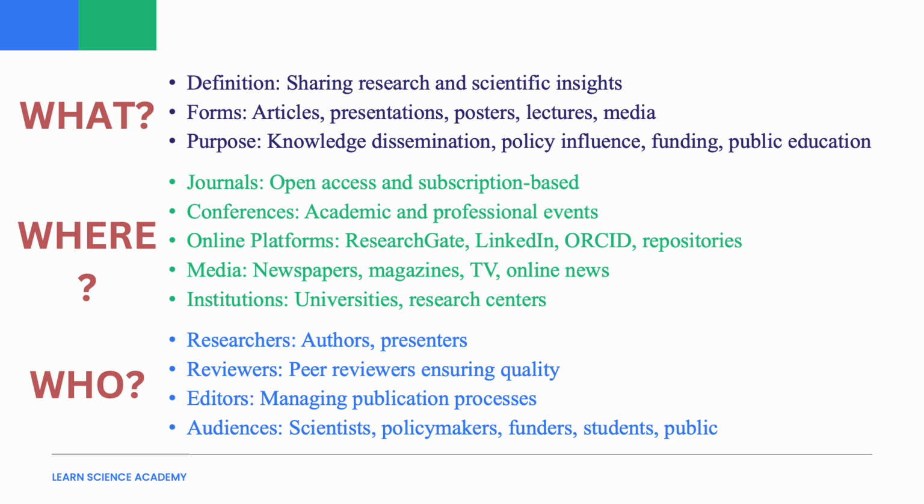The final question we raised was who? Who are we communicating this with? That is, the key participants in scientific communication include the researchers. These are the authors who conduct and report the research findings. Then there are reviewers. So peer reviewers who ensure the quality and validity of research before publication. Then editors. So these are professionals managing the publication process itself, ensuring adherence to the editorial standards and the ethical guidelines as well.